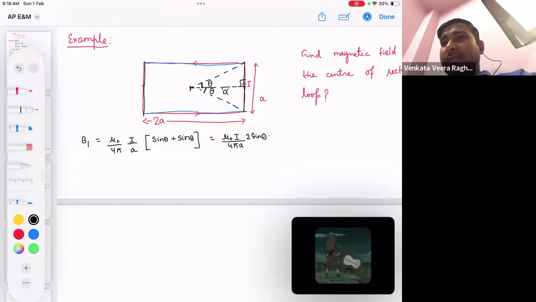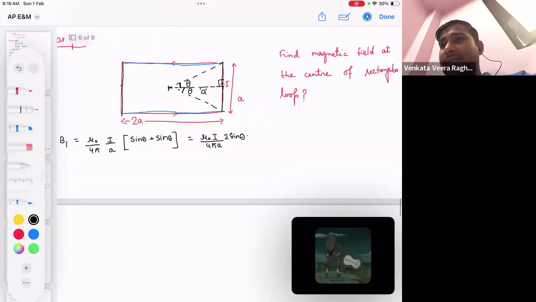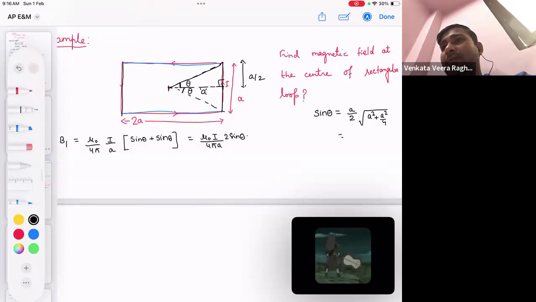Look at this triangle. Can you tell me what is the value of sine theta? So in this triangle, the value of sine theta is a by 2, right? This side is a by 2, and this diagonal is how much? Under root of a square plus a by 2 square, that means a square by 4. So am I getting the sine theta value as 4 plus 1, 5, and 2 will come out 1 by root 5. Just check it.